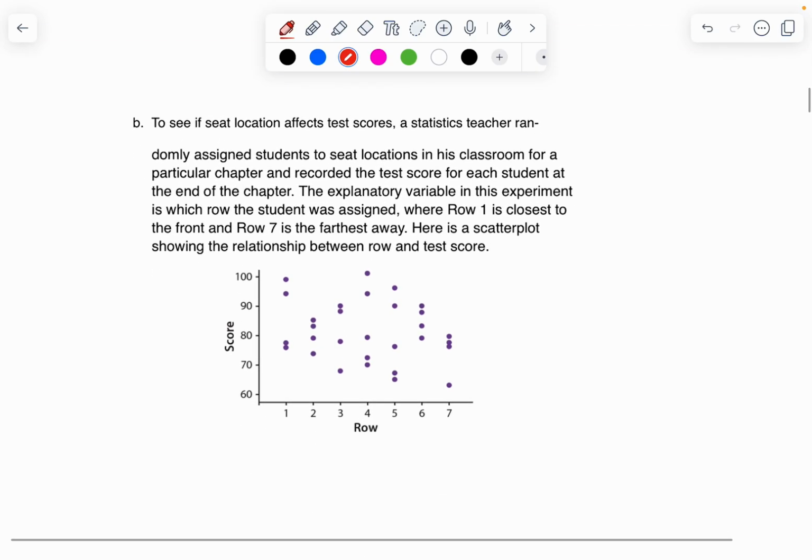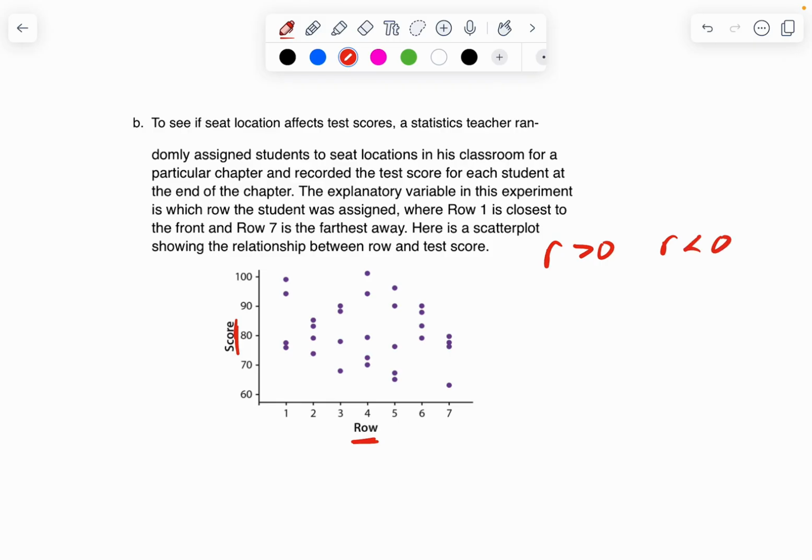On part B here, does the row in which you sit affect the test score? So some might think the closer you sit to the front of the room, the better you're going to do on a particular test. So this particular teacher used row as the explanatory variable and the score they got on the most recent test as the response variable. Now, in this one, is the correlation coefficient positive? Is the correlation coefficient negative?